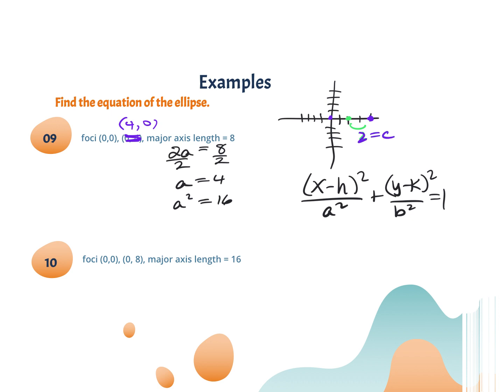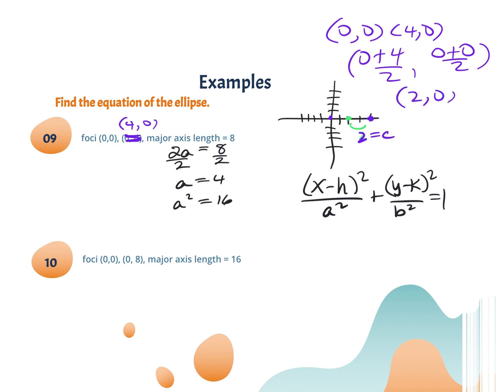Or I could have done the midpoint formula. So 0, 0, 4, 0. Add the x's, divide by 2. Add the y's, divide by 2. 4 over 2 is 2, so 2, 0. So this is my center. It's this point right here.